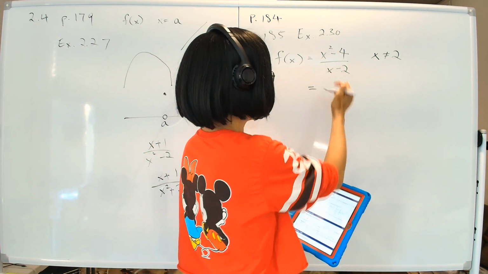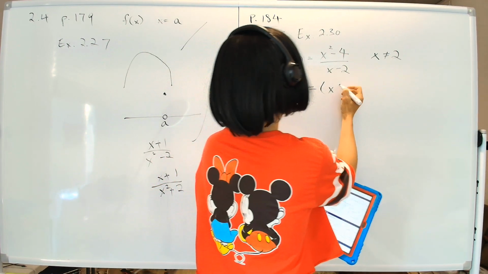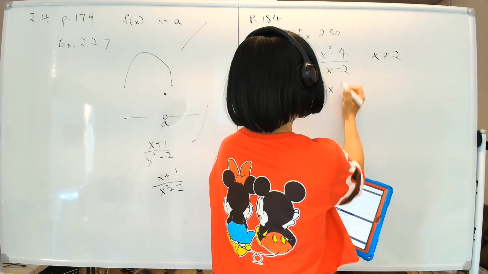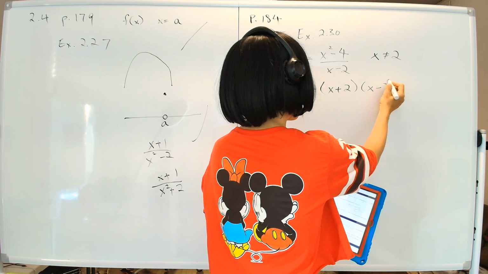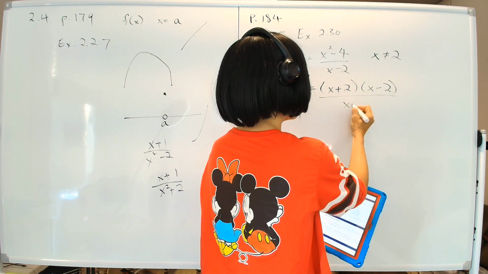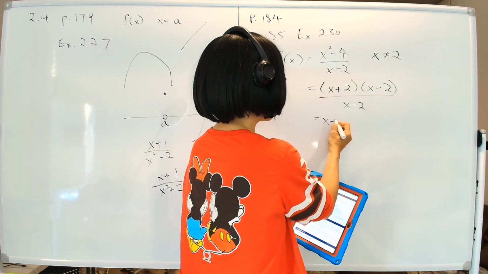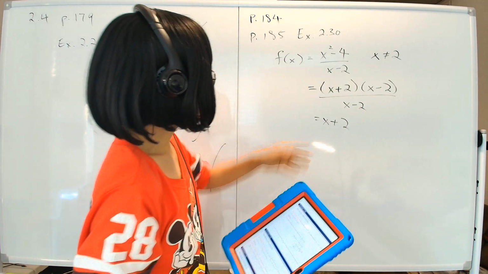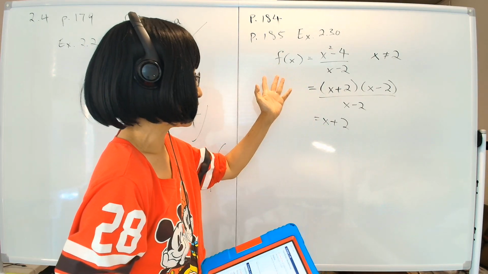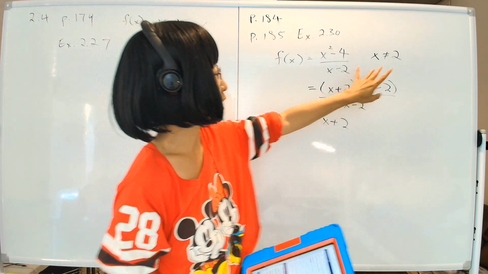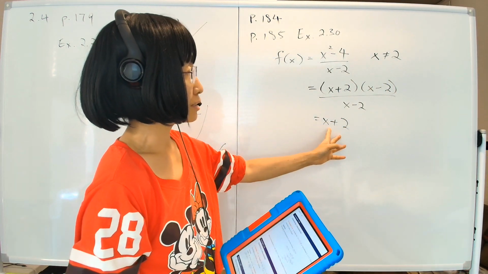But if you cancel out the x minus 2, see, x squared minus 4 is a difference of squares. Never forget the difference of squares. So that turns into the plus and minus version, and then you cancel out x minus 2. That's just x plus 2. So this function, while it looks like a rational function, is actually only x plus 2, which is just a line. But it's a line with a hole in it, because it's not defined at x equals 2, and so it's discontinuous there.